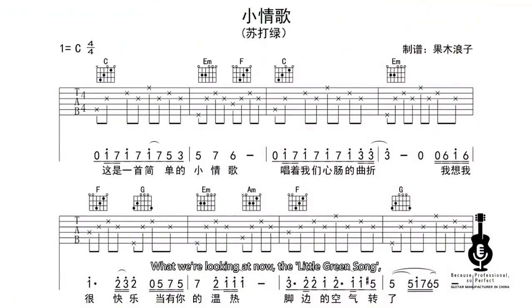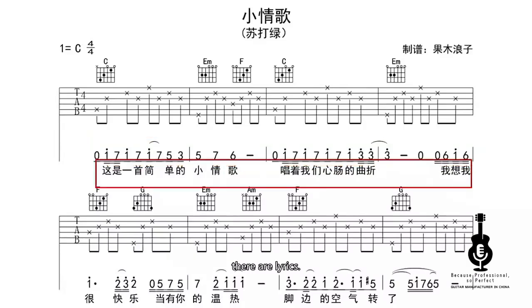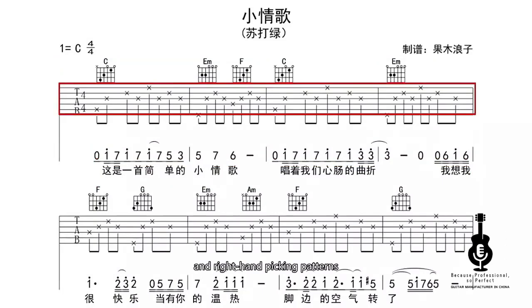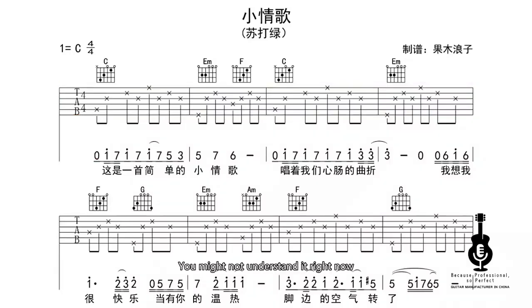What we're looking at now, the Little Green Song, is a standard guitar lead sheet. Besides the number notation, there are lyrics. There are chord diagrams too, and right-hand picking patterns, and the right-hand picking marks, all marked with an X symbol. You might not understand it right now, but actually, this kind of tablature is the standard and most formal.